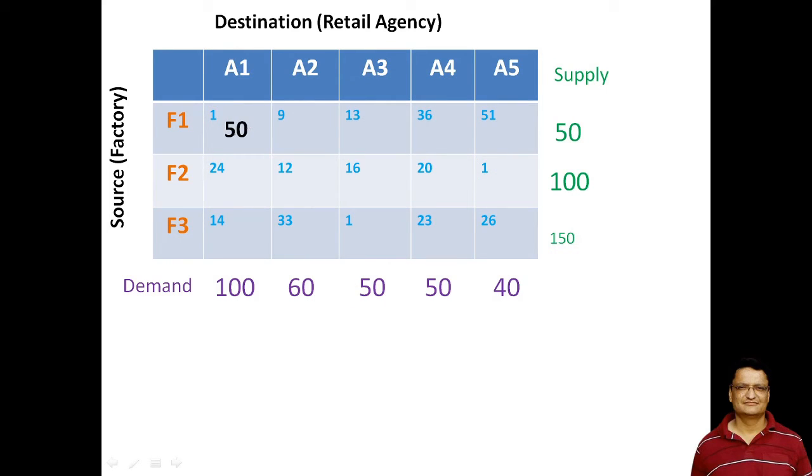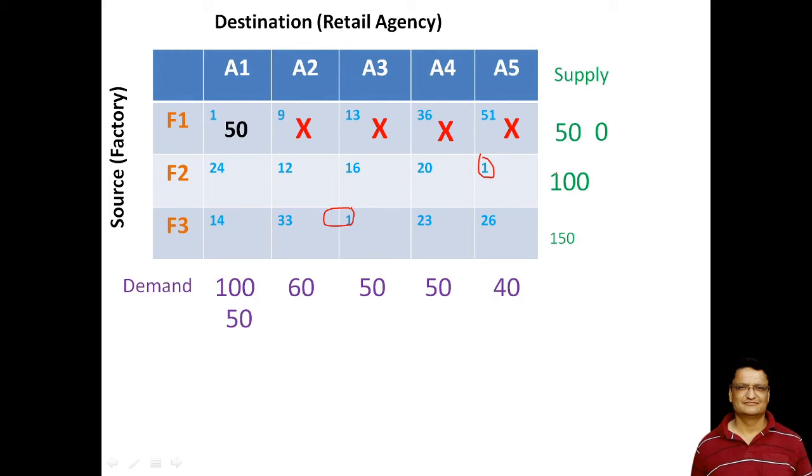So I can allocate here only 50 products because this supply got exhausted and became 0. At the same time the demand has been reduced from 100 to 50. Also, I cannot allocate anything in these cells because there is no supply. Now out of the remaining matrix I need to search for the least cost. Again I have two options: one is this cell and the other is this cell.